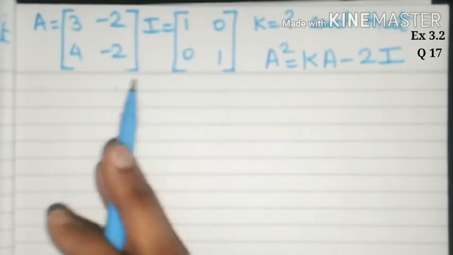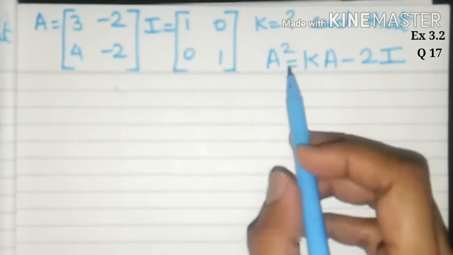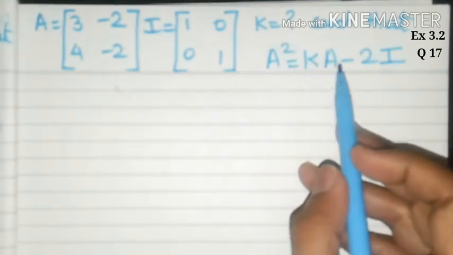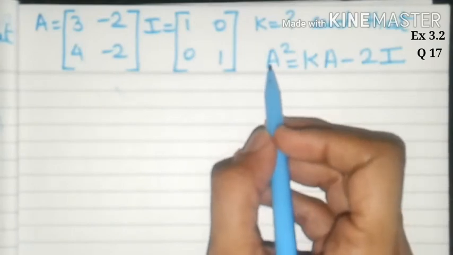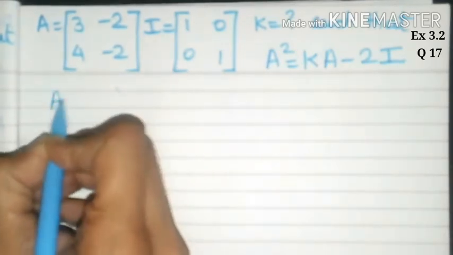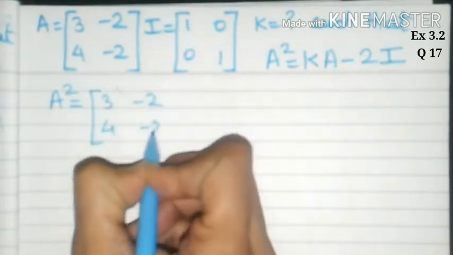We are given matrix A and I and we have to find out the value of K such that A square is equal to K A minus 2I. So for that, let us first find out the value of A square. A square is nothing but A multiplied by A. So let us do matrix multiplication.